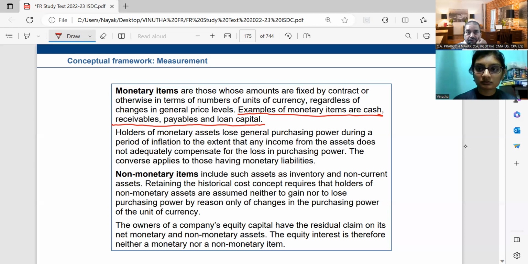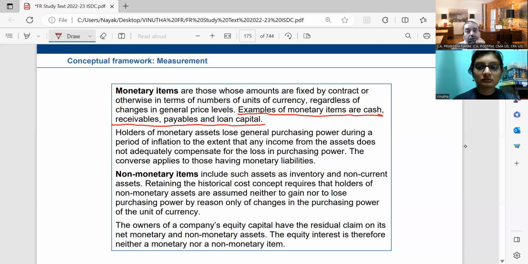Land, for example. You purchase land for 5 lakh. But after 1 year, the value of the land increases to 6 lakhs. You will have to revalue the land. Right? So the value of the land has increased to 6 lakhs. So for non-monetary items, value will keep on changing.